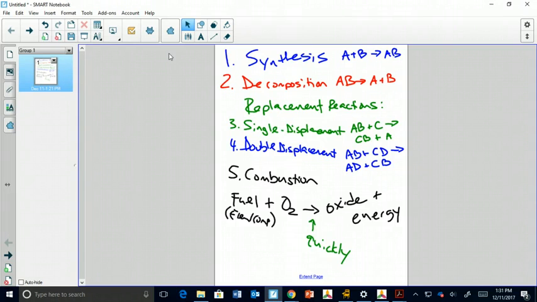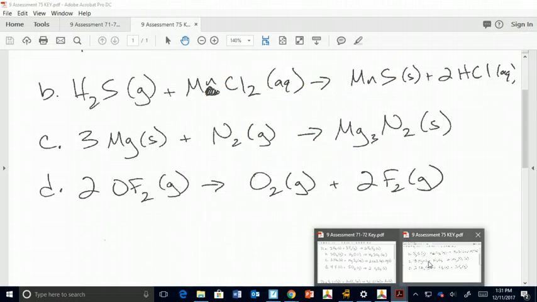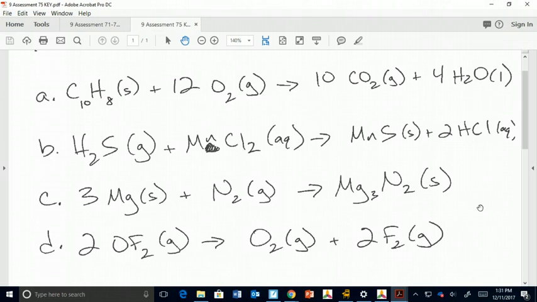Okay. Let's look at what you all did yesterday, and let's see if we can assign what type of reactions these are. So this is from that number 75 that we did. If we're looking there, this is called naphthalene, C10H8. It's what we call a hydrocarbon.